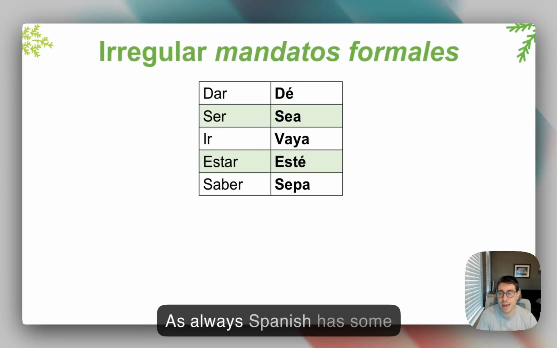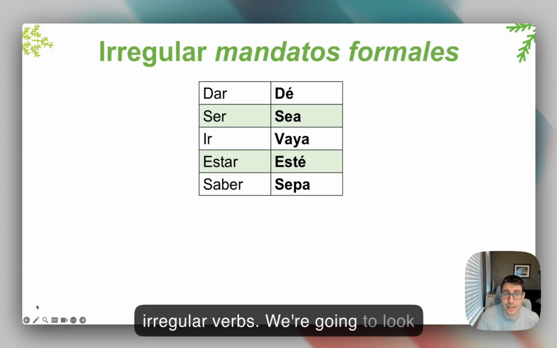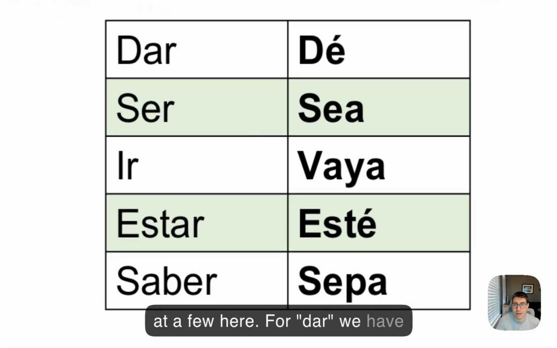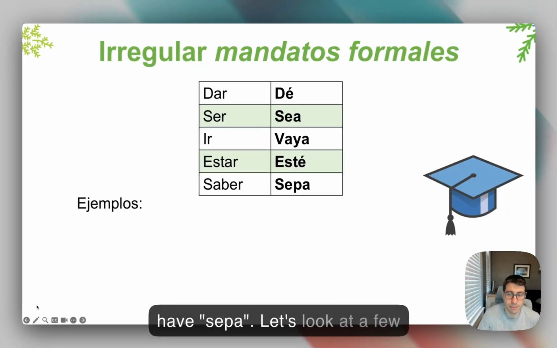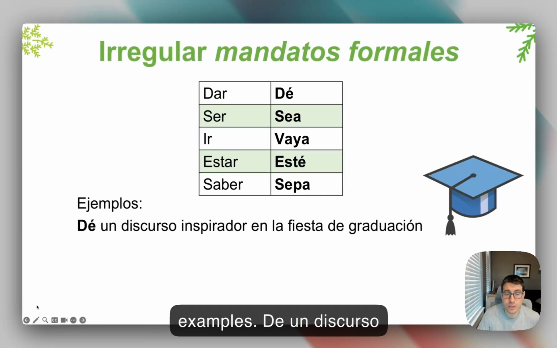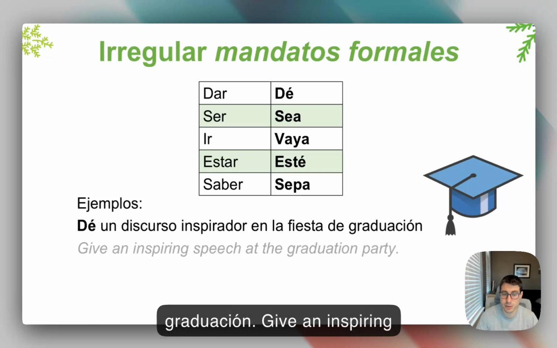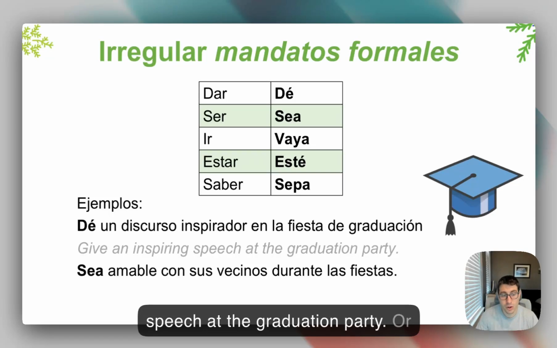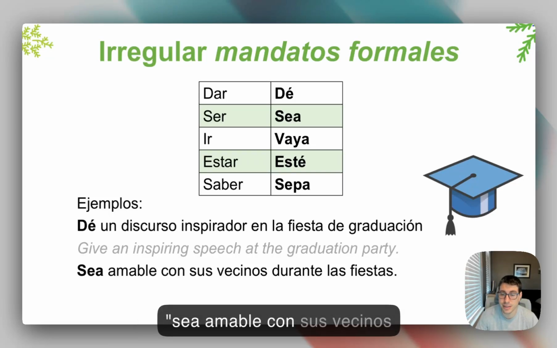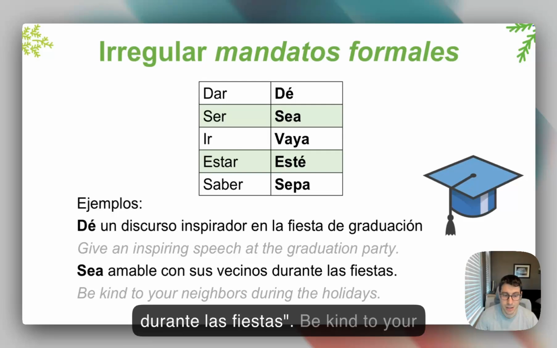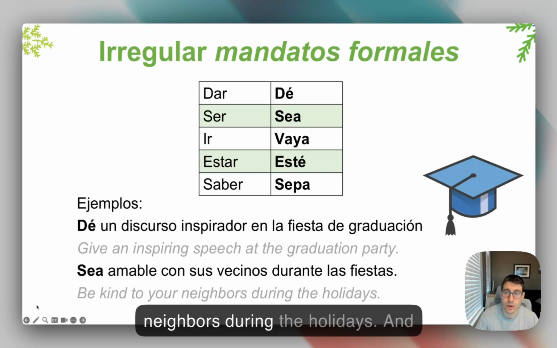As always, Spanish has some irregular verbs. We're going to look at a few here. For dar, we have dé. For ser, we have sea. For ir, we have vaya. For estar, we have esté. And for saber, we have sepa. Let's look at a few examples. Dé un discurso inspirador en la fiesta de graduación. Give an inspiring speech at the graduation party. Or sea amable con sus vecinos durante las fiestas. Be kind to your neighbors during the holidays.